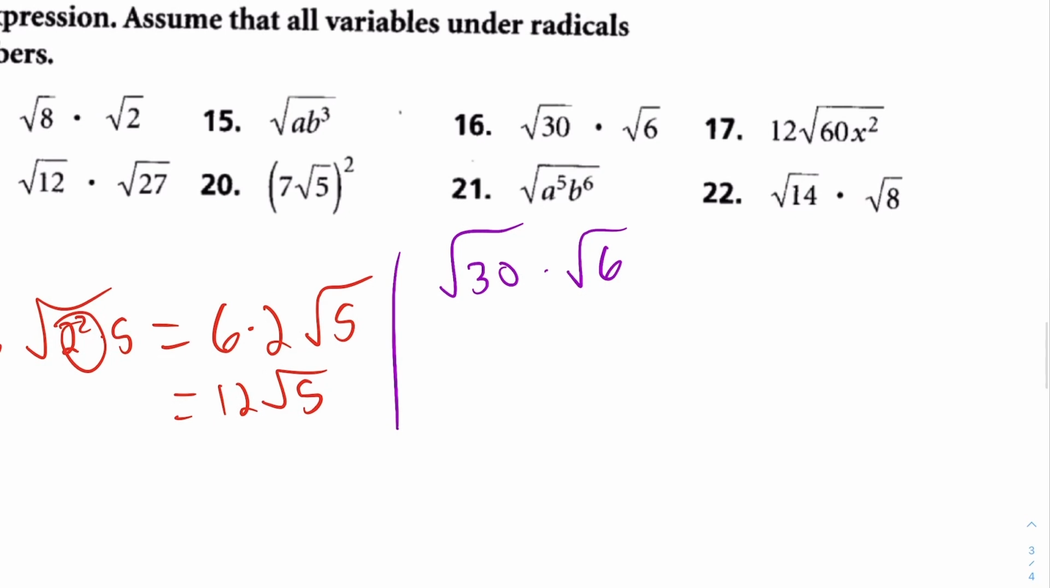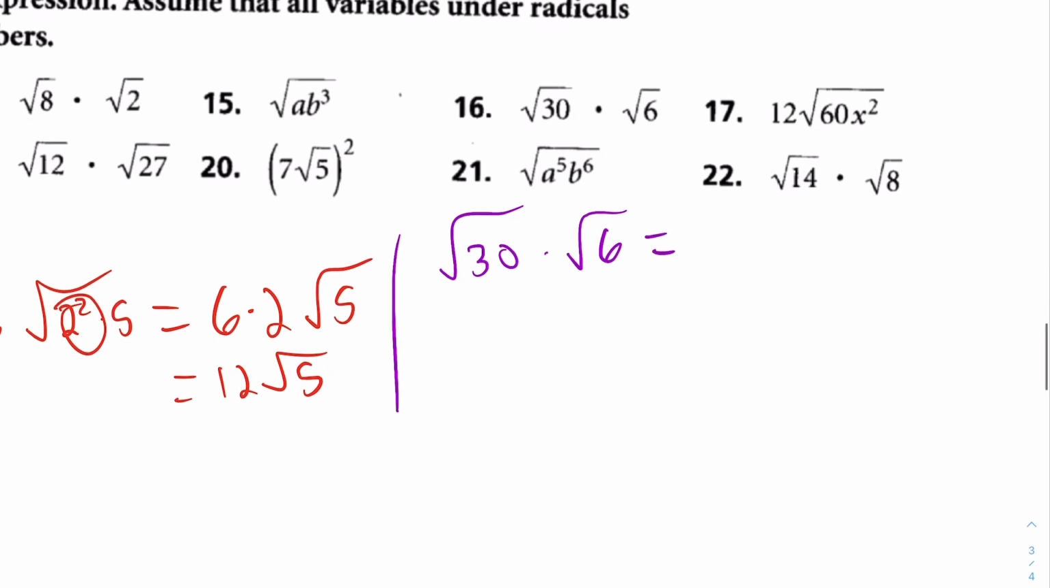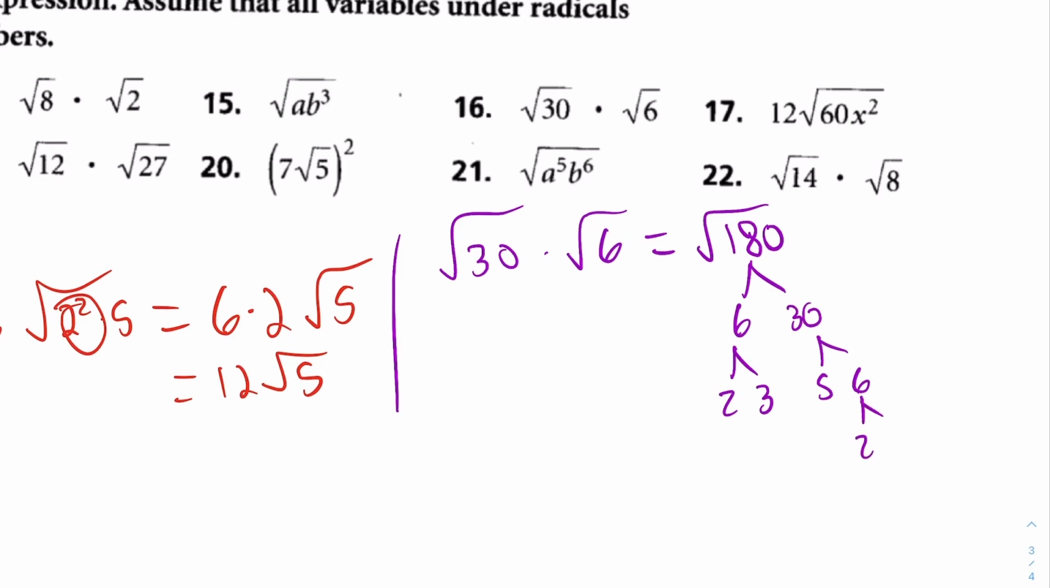So here, the square root of 30 times the square root of 6 is going to be equal to the square root of 180. Then we can break down 180. It's going to be kind of like working backwards for a little bit, but it's okay. It's going to make 6 and 30. Well, 6 makes 2 and 3. 30 makes 5 and 6. 6 makes 2 and 3.